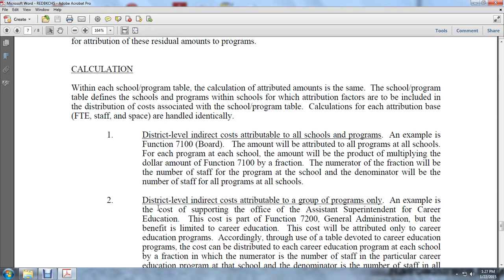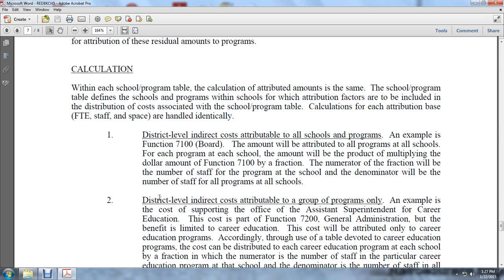District level indirect costs attributed to all schools and programs. An example is the function 7100 board. The amount was attributed to all programs at the school. For each of the programs, for each of the schools, the amount is the product of multiplying the dollars of the function 7100 by the fraction. The numerator will be the number of the staff of the program at the school. The denominator will be the number of the staff for all the programs at the school.